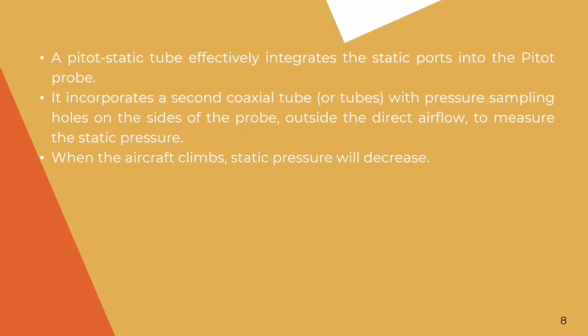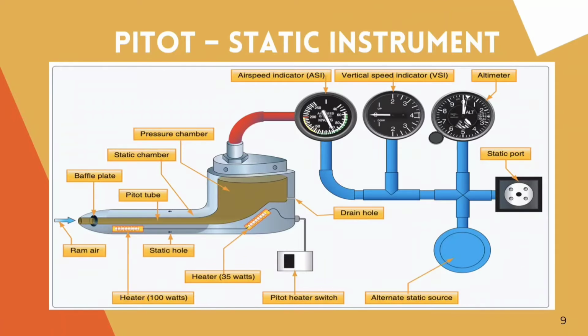A pitot static tube effectively integrates the static ports into the pitot probe. It incorporates a second coaxial tube or tubes with pressure sampling holes on the sides of the probe outside the direct airflow to measure the static pressure. When an aircraft climbs, static pressure will decrease. Here is a pictorial representation of the pitot static instrument.